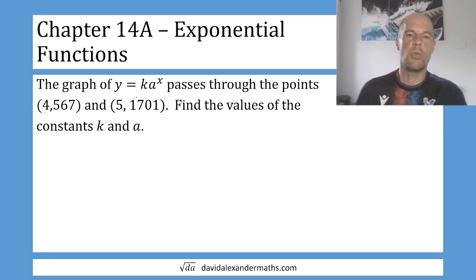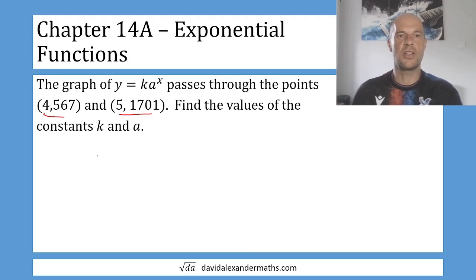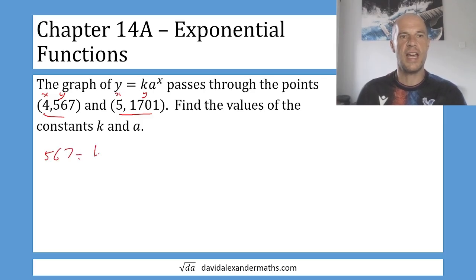Okay, so the graph of y equals k a to the x passes through these 2 points. Find the values of the constants k and a. Okay, so we know that when x is 4, y is 567, and when x is 5, y is 1701. So let's just substitute these into the 2 equations. So if y equals ka to the x, then 567 equals ka to the power of 4. And using the other set of coordinates, we know that 1701 equals ka to the power of 5.